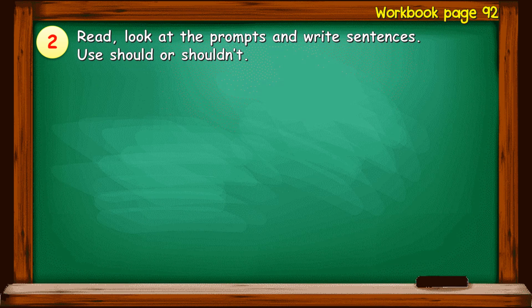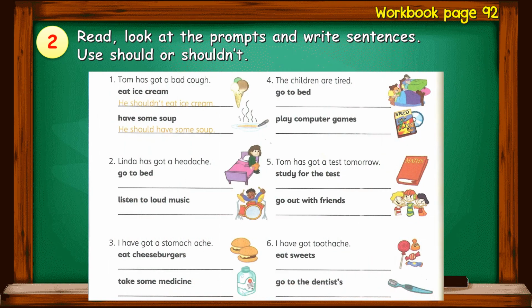Number 2. Read, look at the prompts and write sentences. Use should or shouldn't. Should, patut, ingkai. Shouldn't, tidak patut, bukingkai. Here, you are given 6 sets of exercise. Okay, for each set, you have 2 phrases.